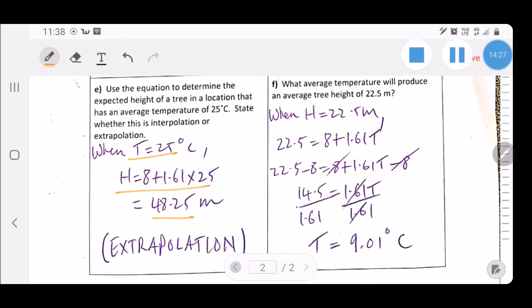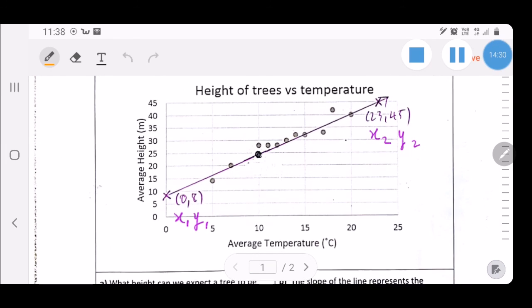Now, turning back to our graph, when the average temperature is 25 degrees, we are being asked to predict what average height of tree that corresponds to, which would be roughly something above 45, okay? But T equals 25 degrees Celsius is outside of this range that goes from about 5 to about 20, this range of T values that we used to construct the linear equation to begin with. So this is a less reliable prediction, so it's extrapolation.